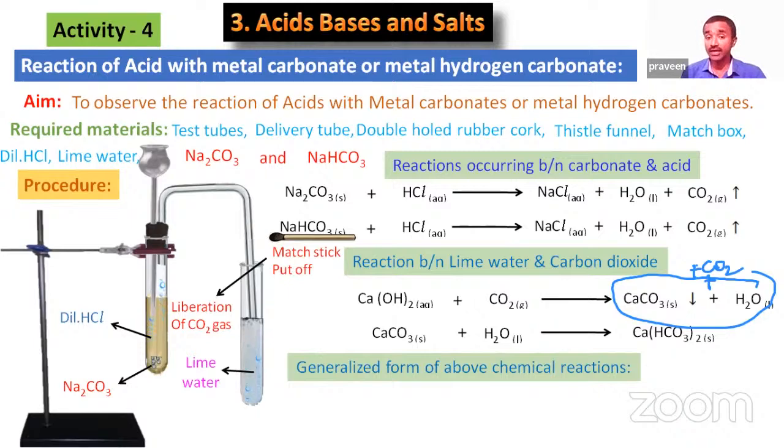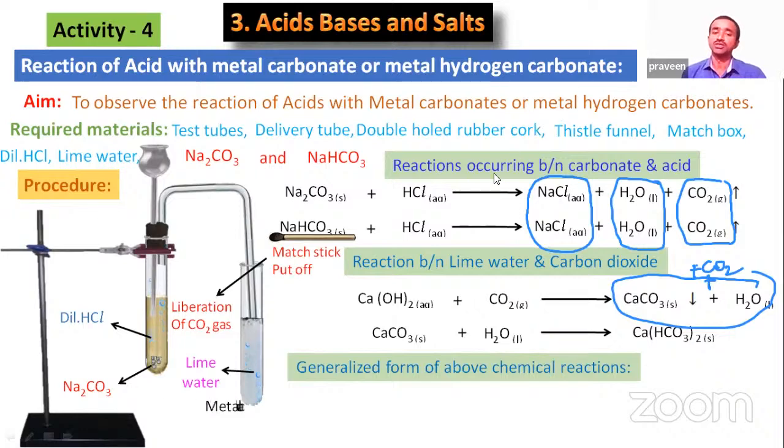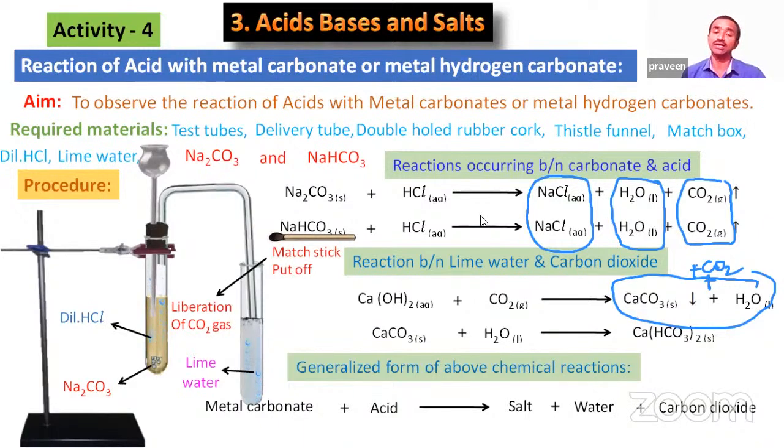From this we are able to generalize the reaction between sodium bicarbonate and acid. Sodium bicarbonate and acid produce salt, water, and carbon dioxide. See here, the common products: salt, water, and a gas. So the generalized equations we now write as follows. Metal carbonate reacting with the acid produces salt, water, and liberates a gas called carbon dioxide. So this is called the generalized reaction.